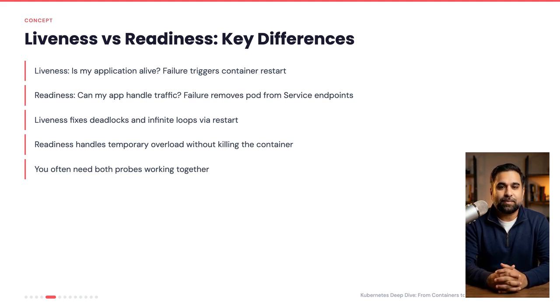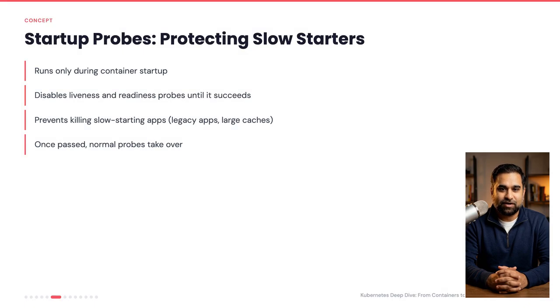Now let's deploy an application with no health checks at all. I've got a simple web server that has a special feature. We can tell it to become unhealthy on demand. The deployment on screen shows a basic Nginx-based application. Notice there are no probes defined. Kubernetes will start this container and assume it's healthy forever, as long as the process keeps running. Let's apply this and watch what happens.